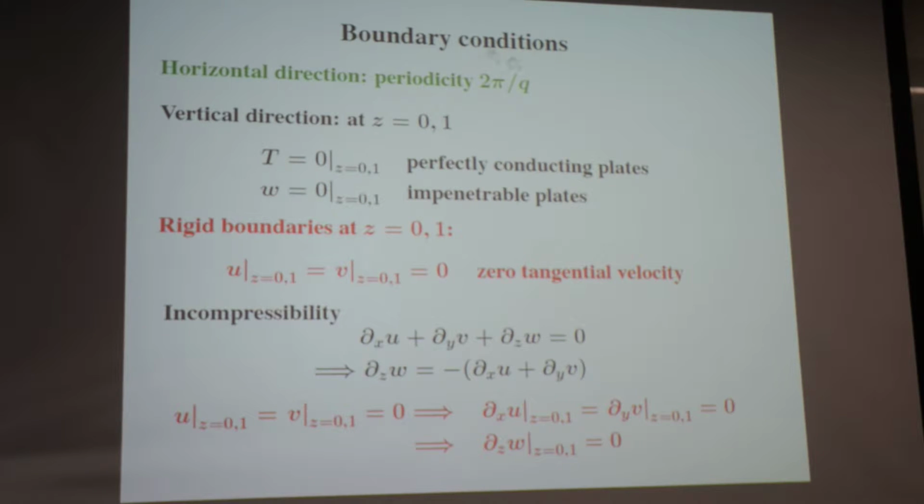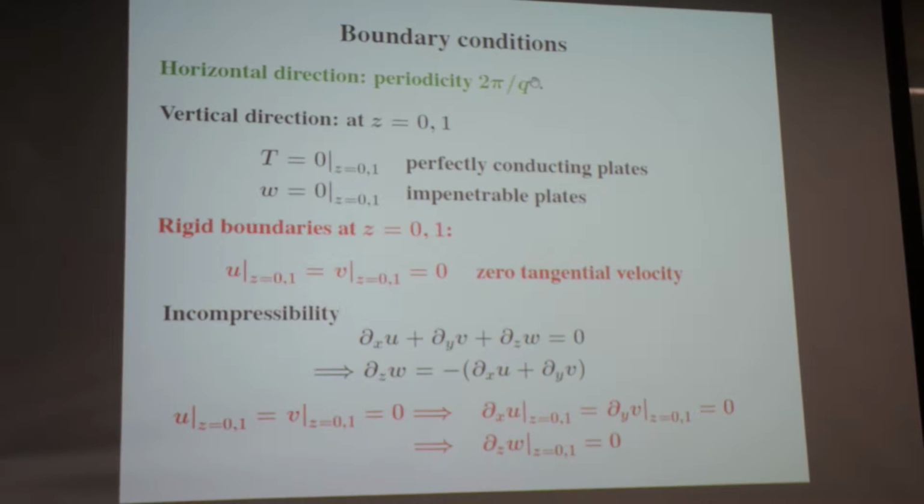We're going to do the simplest possible thing, that which was done before there were computers and which is still done for any kind of qualitative understanding, which is to assume a horizontally infinite domain. And we're going to assume for solutions that they be periodic with an imposed wavelength of 2 pi over q. This q is the wave number.